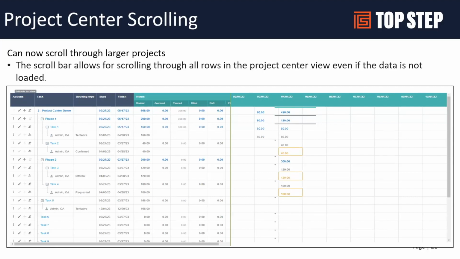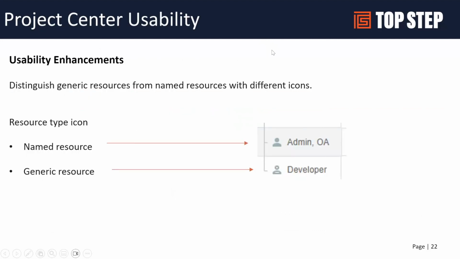This was an enhancement, if I call it out. They've added additional scrolling options inside the Project Center. Before, it was very difficult to scroll, especially when you have large project plans. Now they've enhanced that. So now even if the data is not fully loaded, and you don't have full visibility into everything in the project, you can still scroll down all the way through the project plan. This was another enhancement that came out in the last release.